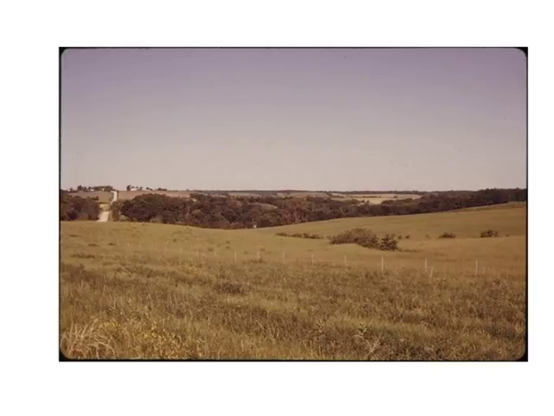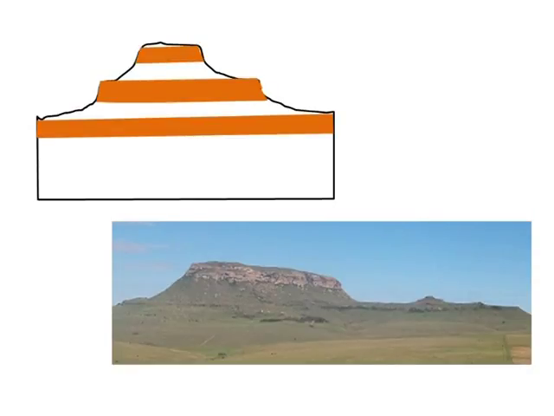Having a closer look at the control of the hard and soft layers, in this diagram here, the hard layers are in orange and the soft layers are white. And just to repeat what we said a moment ago, the hard layer forms the cliff, softer layer forms the more gentle slopes in between. So depending on how many layers of hard and soft you've got, then you're going to have cliffs, gentle slopes, and so on.